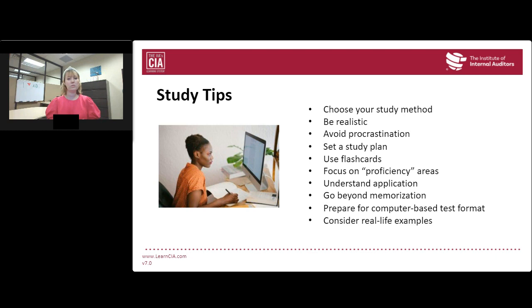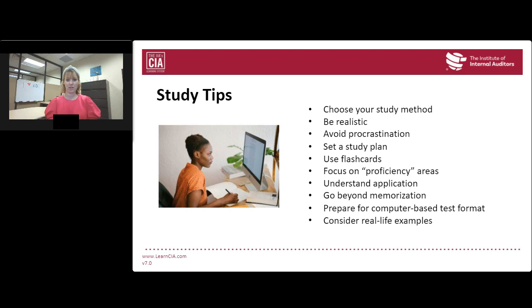Also, focus on the proficiency areas. Like we talked about, proficiency means that I don't just need to memorize content, I need to know how to apply this content in real-world situations. So it can take longer to study for those areas because you need to think about how you would apply this as a chief audit executive or as an internal auditor in either your organization or a different organization.